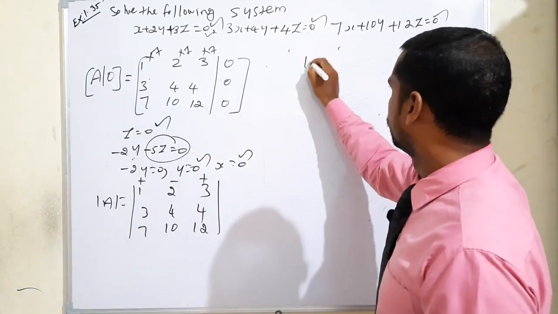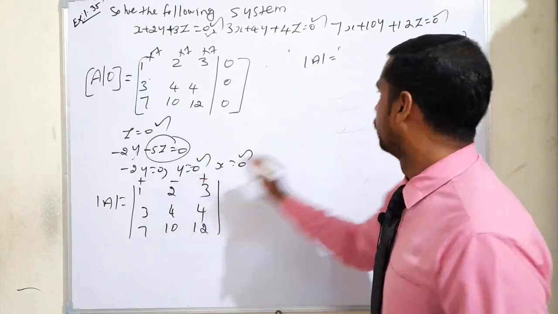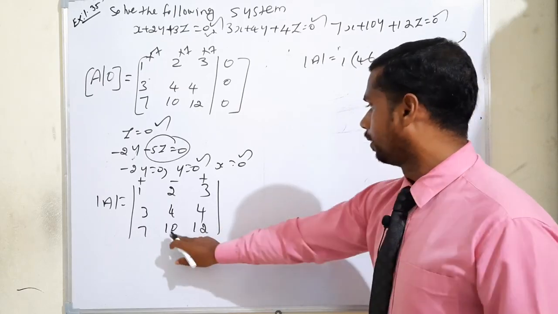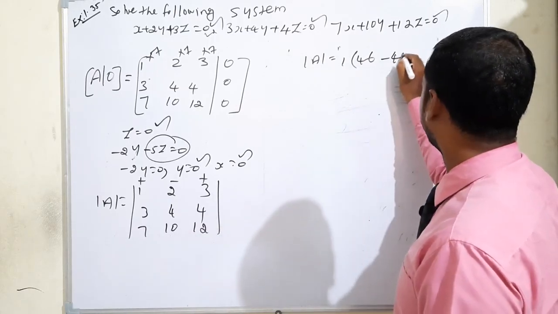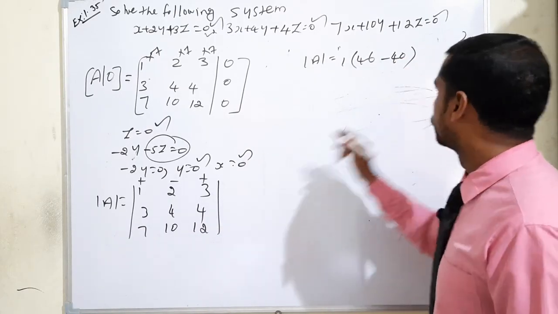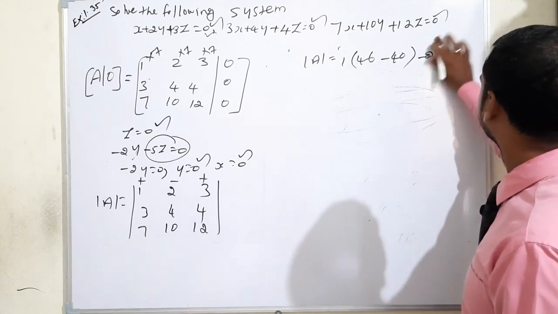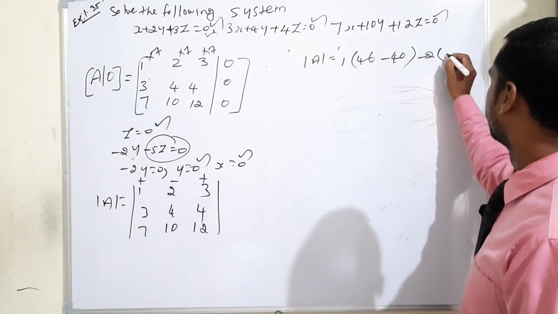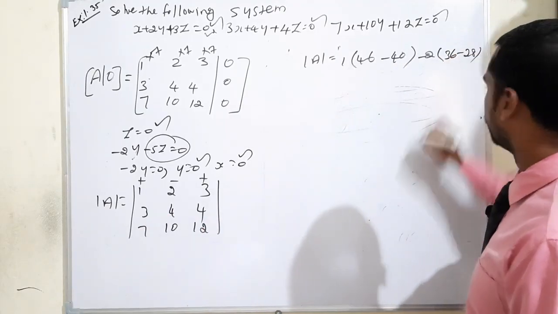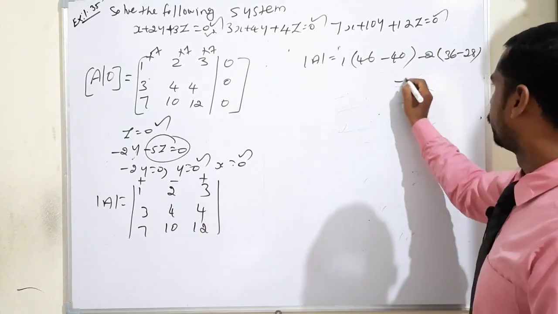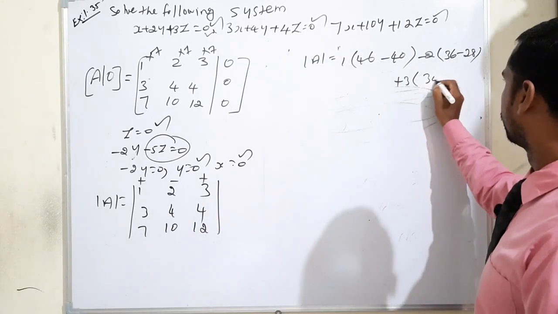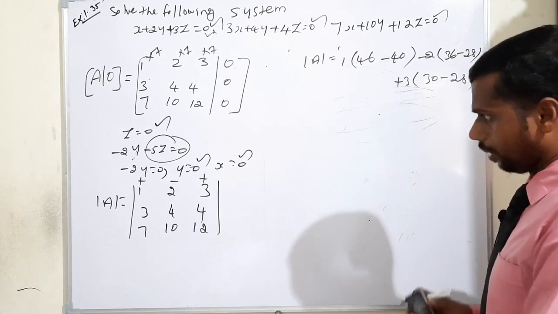Signs conversion, determinant A is equal to plus 1 means 4 into 12, 46. Then 10 into 4, 40, then minus 2, isn't it? Minus 2 means 3 into 12, 36 minus 28. Last condition positive 3, 3 into 10, 30 minus 28.